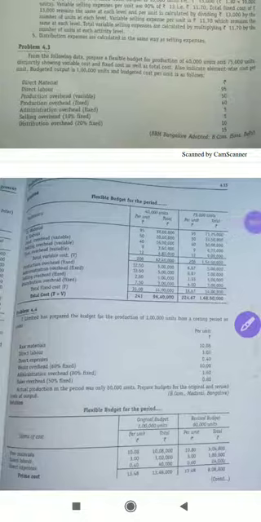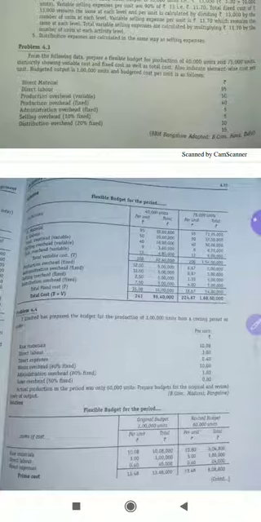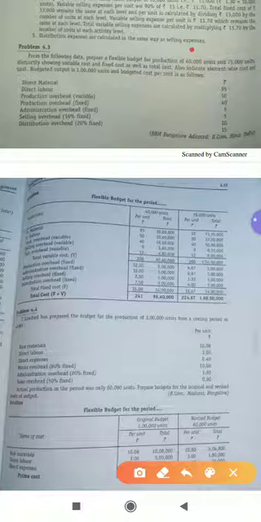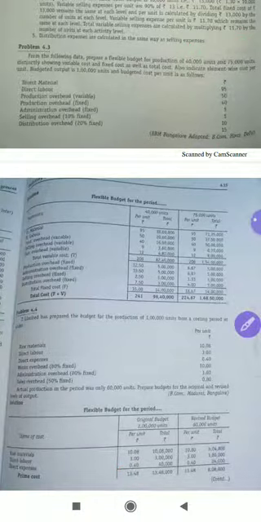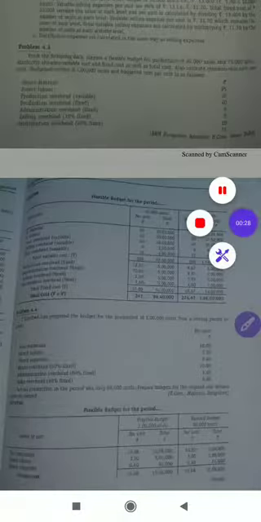Hello everyone. So in this video we will discuss question number 3. From the following data, prepare a flexible budget for production of 40,000 units. They have given that you have to prepare a budget for 40,000 units and 75,000 units, distinctly showing variable cost and fixed cost as well as total cost. So while preparing the budget, you have to show fixed cost and variable cost separately.